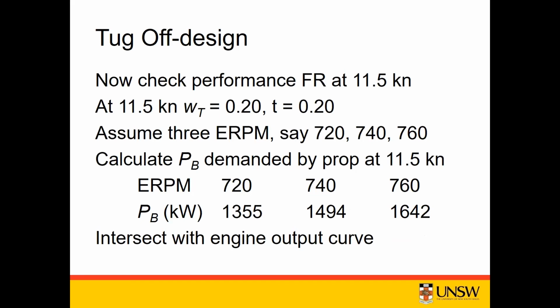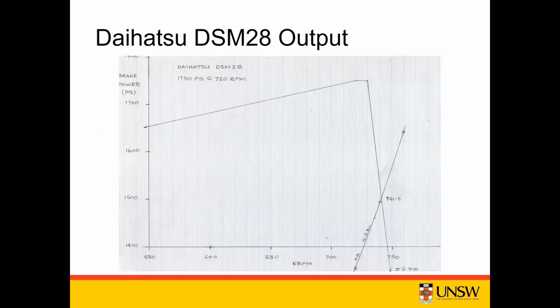But then we need to check the free running condition at 11.5 knots. And what we do there is actually assume 3 engine RPM. We knew that the MCR RPM was 720, so we picked that as 1, but then we picked 740 and 760 RPM. So you calculate the brake power demanded by the propeller at 11.5 knots, and you find the brake power demanded is 1355, 1494, 1642, and you plot that against the engine output power curve.